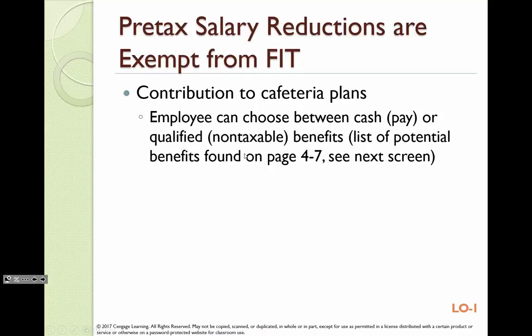Okay, so contribution to cafeteria plans. That's an example where my employer says, here's $1,000 a month. Oftentimes happens in county government. Do you want to take cash, or do you want to choose from this laundry list of fringe benefits?